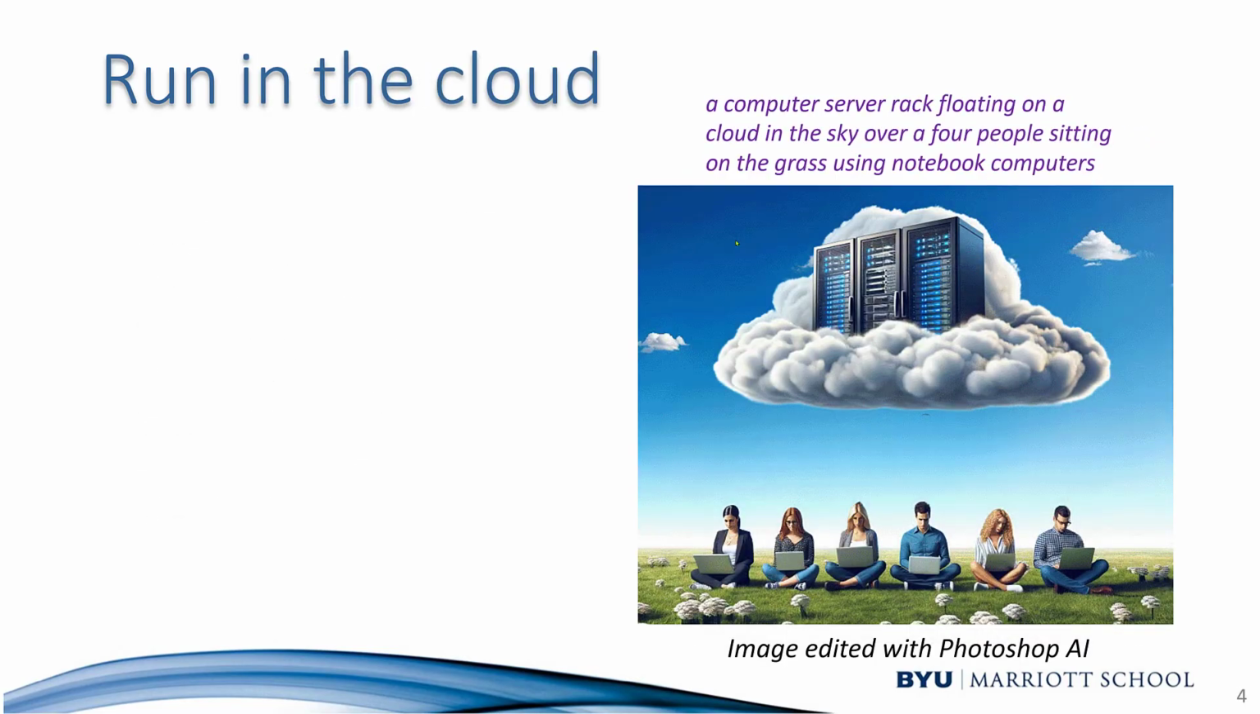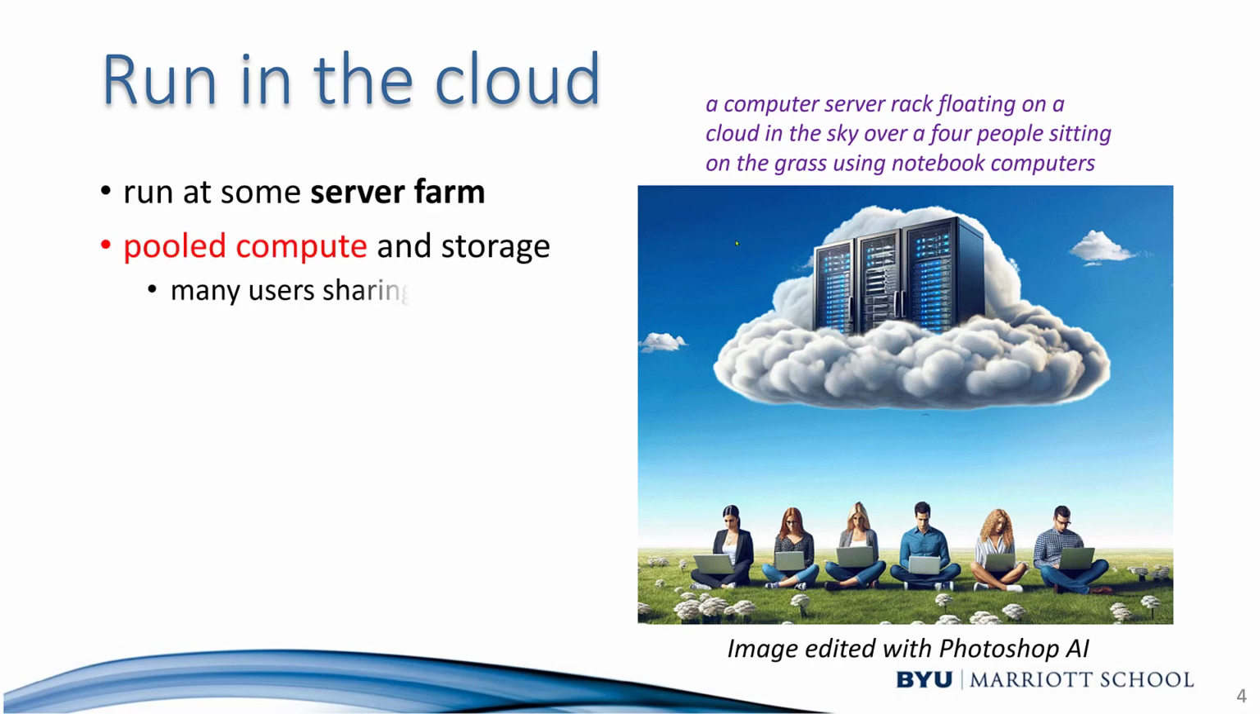Alternatively, you can run things in the cloud. That's where most of this is happening these days. So it's on some server farm somewhere. A server farm is like a big data center that has racks and racks of computing equipment and storage. They call this pooled compute. It's pooled because we're sharing the compute across a lot of different users.